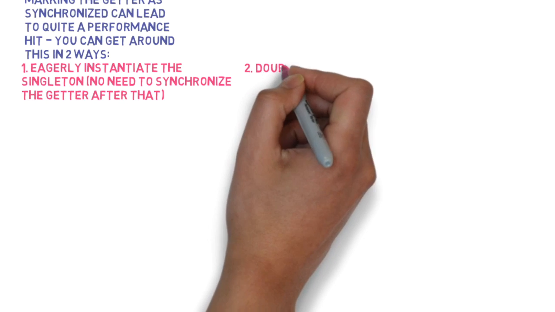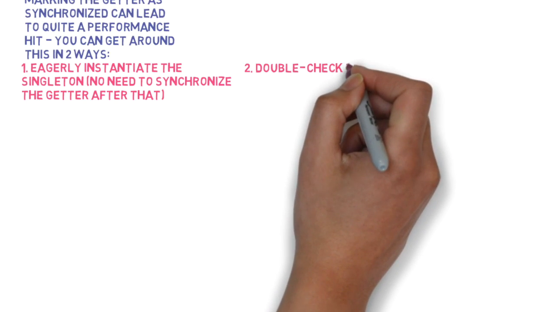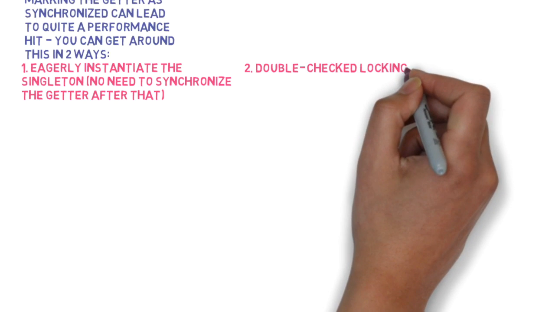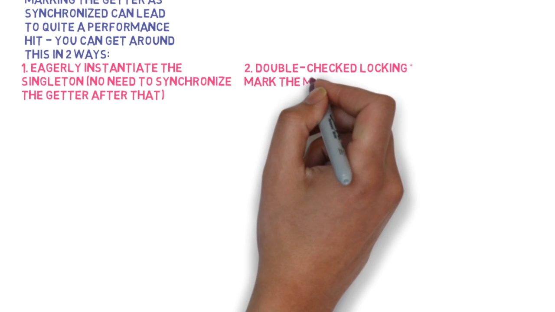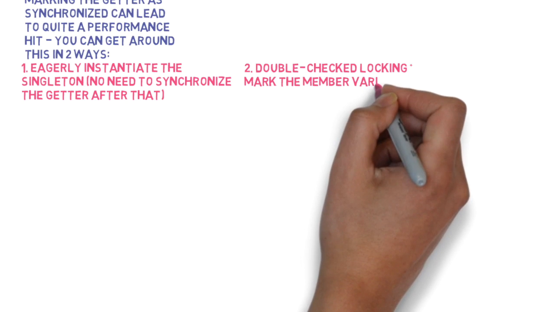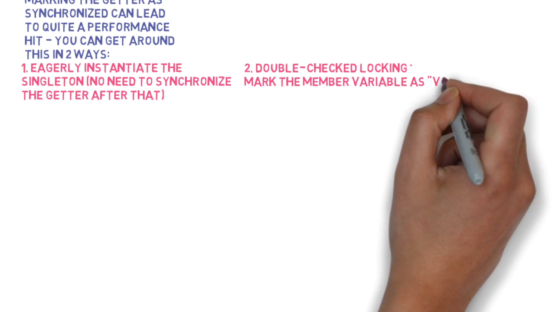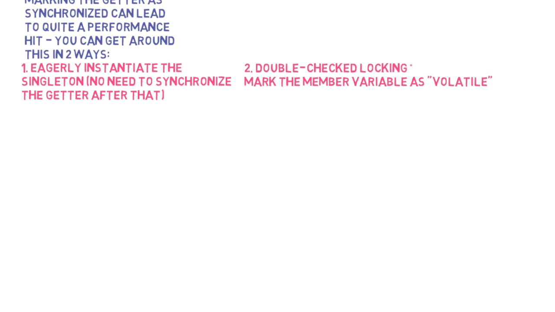The second option is you'd use something called double checked locking, plus you'd mark the member variable which holds the singleton as volatile. So in order to avoid synchronizing the access to the singleton each time you get the instance, even if the singleton has been instantiated, you can use one of these two methods.